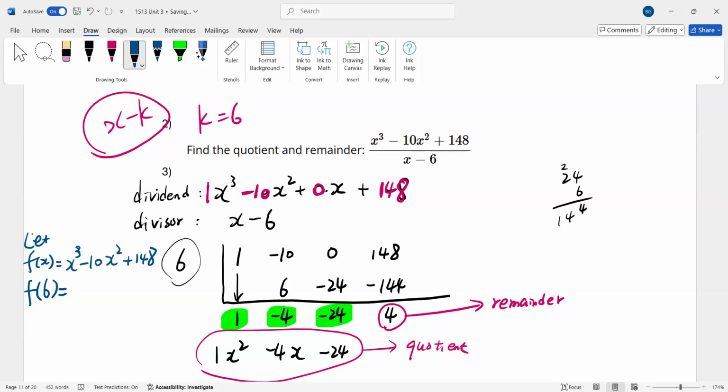Let me repeat my question. If we let the dividend be f of x, the polynomial function, f of x equals x cubed minus 10x squared plus 148. Can you help me to find the value of f of 6? Please help me to find the value of f of 6.